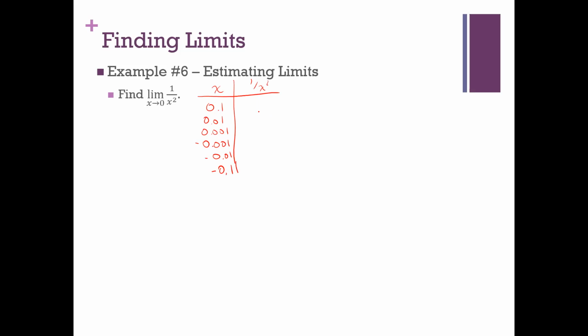What is 1 over 0.1 squared? 100? How about 1 over 0.01 squared? 10,000. This next one should be, and really these are going to just match up in pairs.